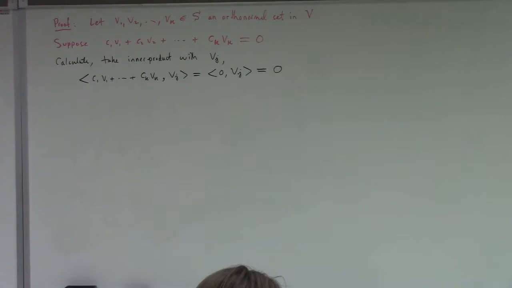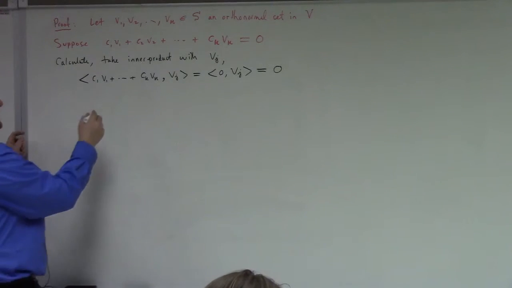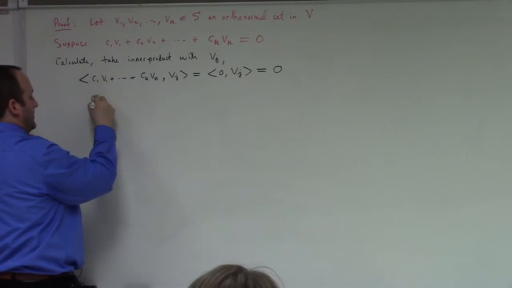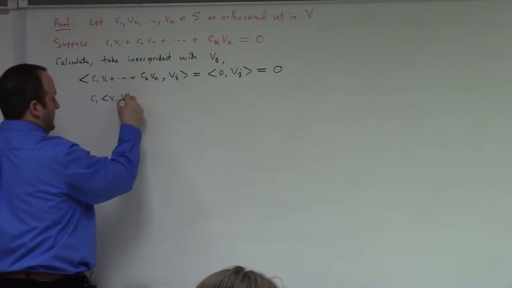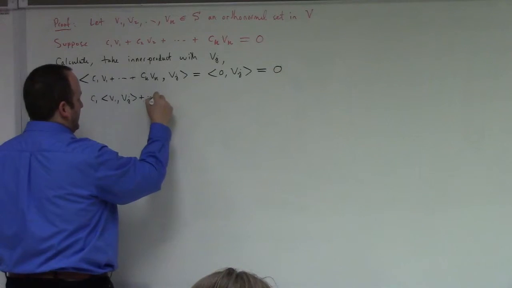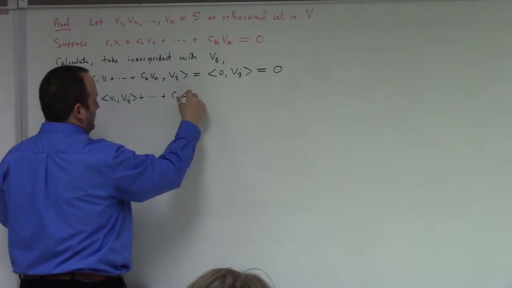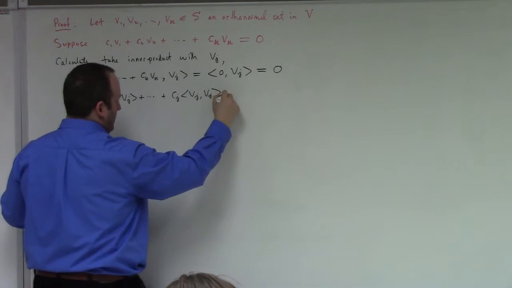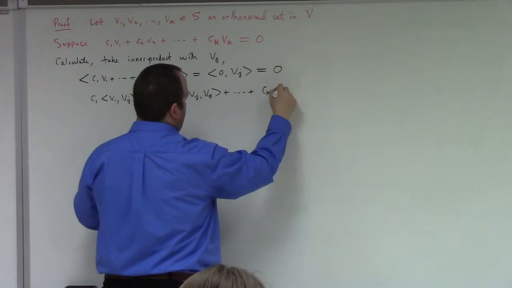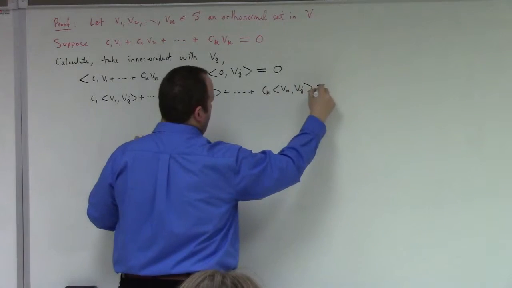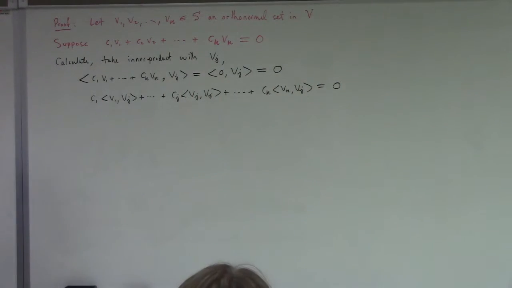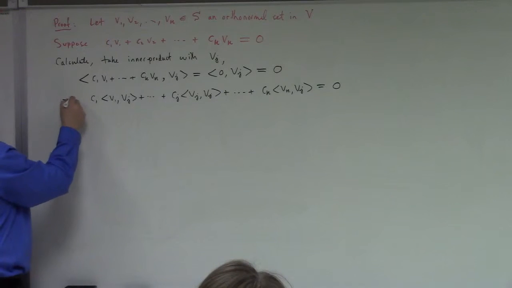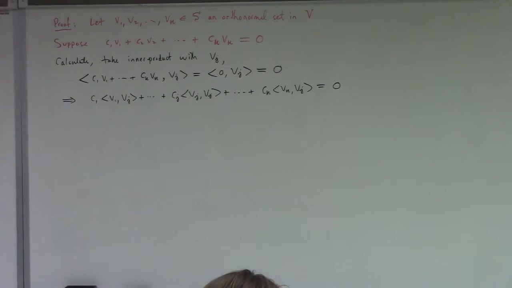Now, what are the properties of the inner product? We have linearity in the first slot, right? So I can break up that sum in the first slot into a sum of inner products, right? So by the axioms we went over last time, C1, V1, Vj, and eventually we get to Cj, Vj, Vj, plus ... plus Ck, Vk with Vj, equal to 0. Again, linearity in the first slot.